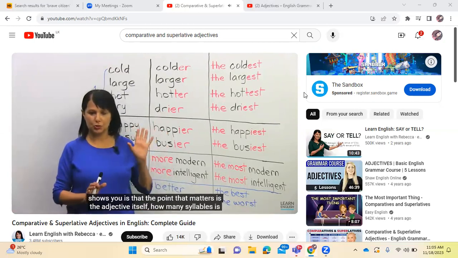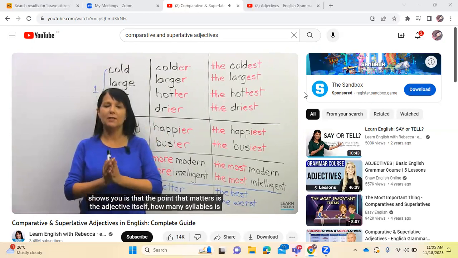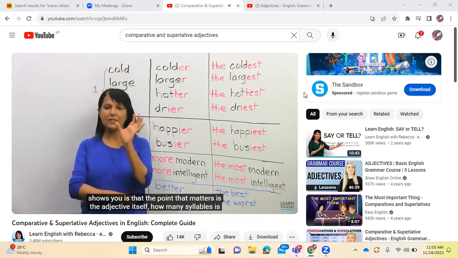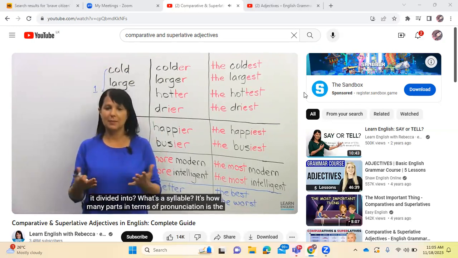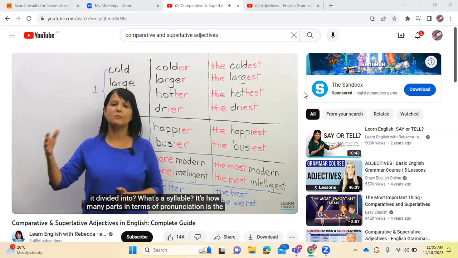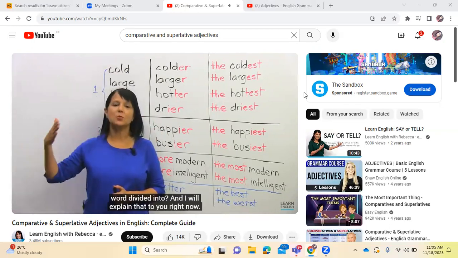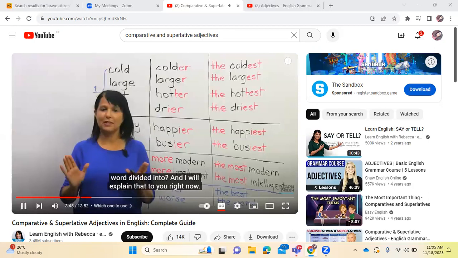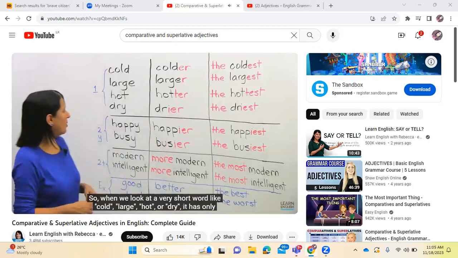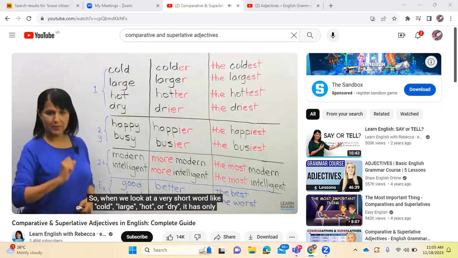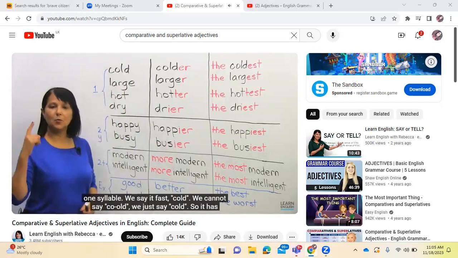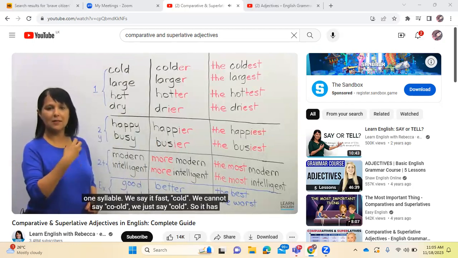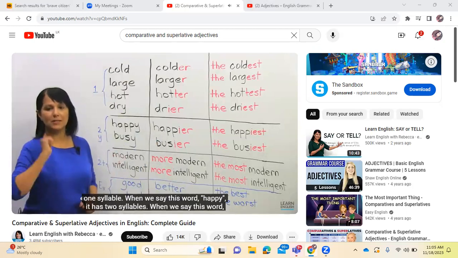And what this chart shows you is that the point that matters is the adjective itself. How many syllables is it divided into? What's a syllable? It's how many parts in terms of pronunciation is the word divided into. And I will explain that to you right now. So when we look at a very short word like cold, large, hot, or dry, it has only one syllable. We say it fast, cold. We just say cold. So it has one syllable.